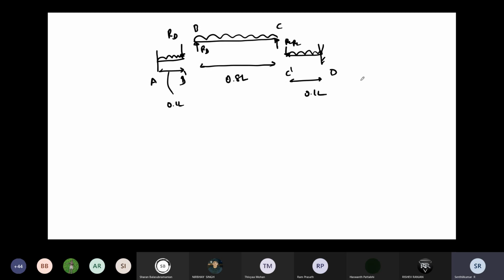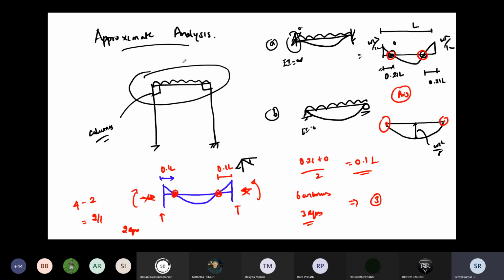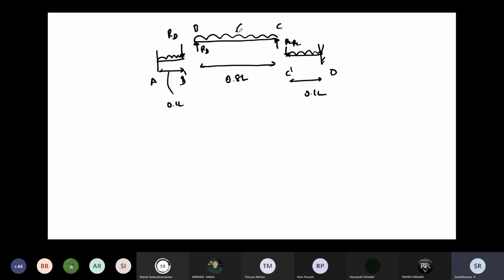For example, in this problem, this is your 10 kilonewton per meter. This is some 5 meter beam. Okay, so this is a 10 kilonewton per meter. This is also 10 kilonewton per meter, right? So 0.8 L will be 0.8 into 5. How much? 4. So here again 0.5 meter. Here again 0.5 meter. Right?